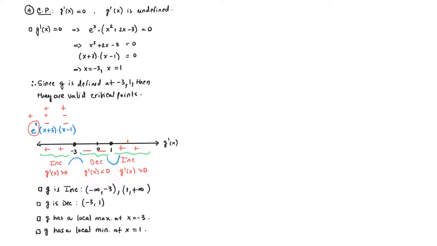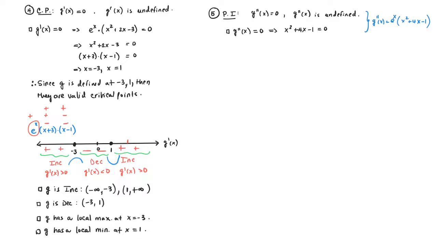I have that g is increasing in these two intervals. G is decreasing here. G has a local max at x equals negative 3 and g has a local minimum at x equals 1. Now we're going to go ahead and proceed with the second derivative test. We're going to have the number line for the second derivative, and we're going to examine the sign of the second derivative. We are going to begin with points of inflection.